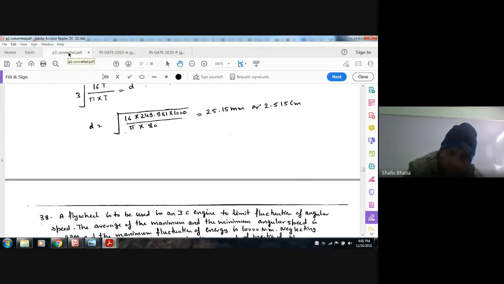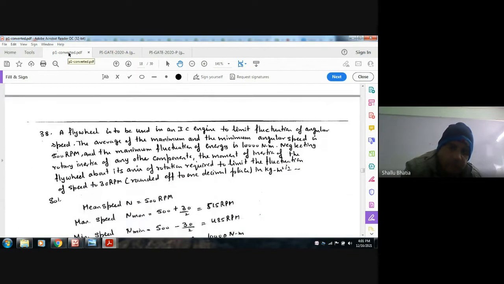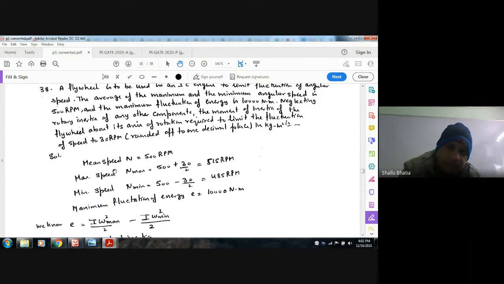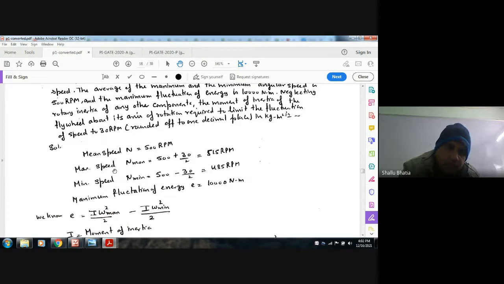So the mean speed of the flywheel is 500 rpm. Okay, and maximum speed is, as the fluctuation of speed is given, as we have to limit the fluctuation to 30 rpm. So maximum speed is 500 plus 30 by 2. Okay, because fluctuation is maximum minus minimum. So the maximum speed will be 515 and minimum speed will be 485.